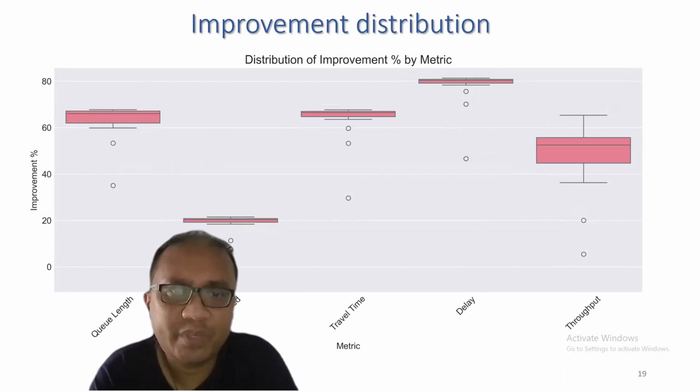And this is the improvement distribution. We can see that the queue length has the most improvement. Delay has improvement with less spreading. The speed has the lesser improvement in the DQN model compared to the rule-based adaptive signal. Throughput has also some improvement. We can also see travel time.